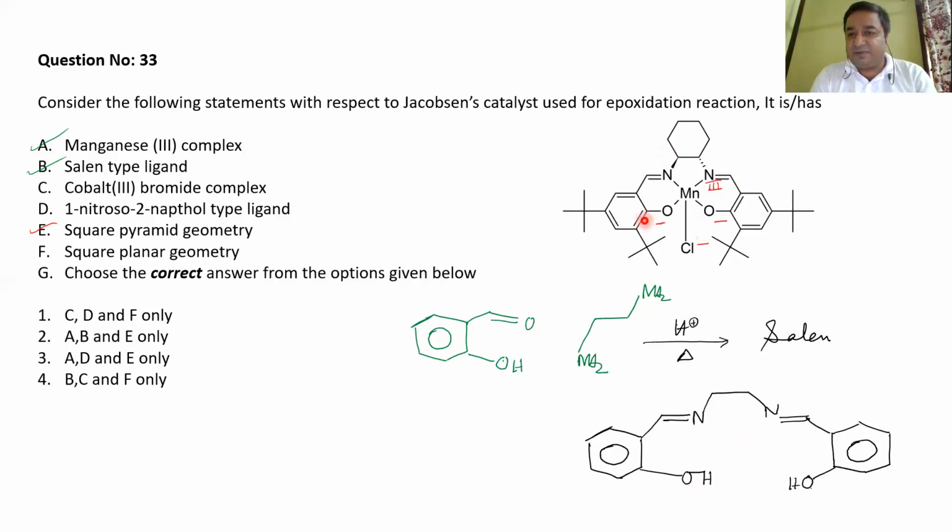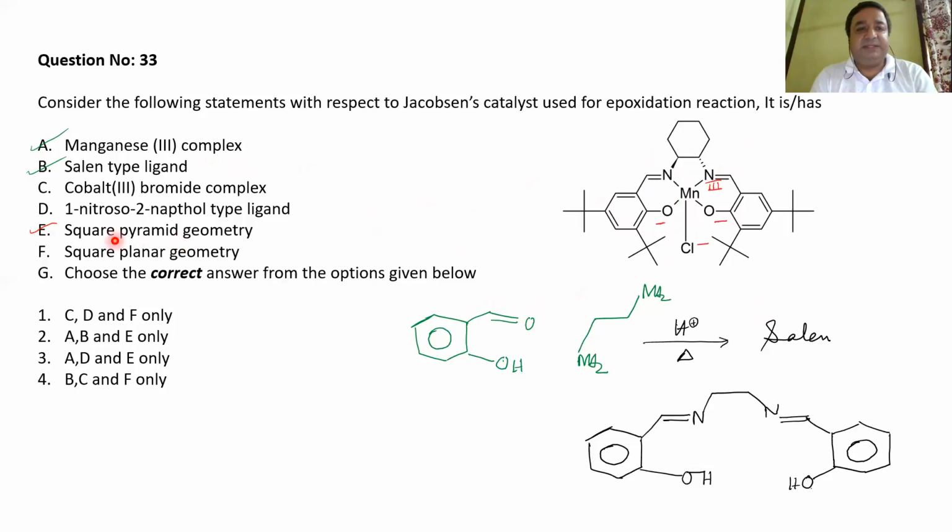So if you look at the ligand over here, this is also an amine. Rather, this is cyclohexyldiamine, and this is also a derivatized salicylaldehyde, which has tertiary butyl groups. With respect to the C double bond O, or here it is C double bond N, it is having the tertiary butyl groups in the meta position. So obviously this type of ligand is basically a derivative of salen. So we will say this is a salen type ligand.